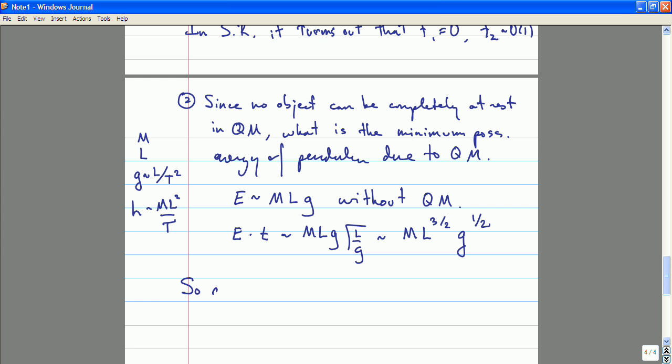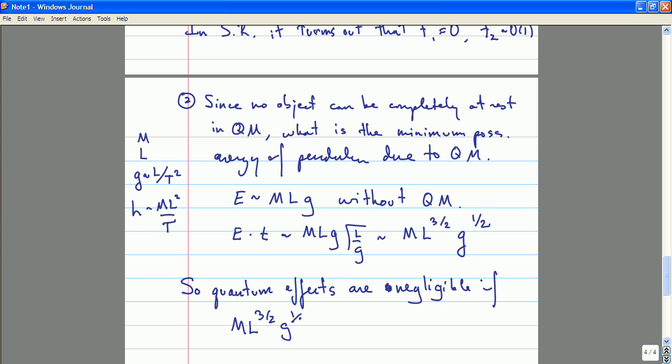So quantum effects for a pendulum are negligible if m L to the 3/2 g to the 1/2 over Planck's constant, sorry, I keep drawing h bars here. I haven't told you what h bar is yet. Over Planck's constant is much greater than 1. So this is the principle that allows us to tell whether quantum mechanics is going to be important or not for the motion of this pendulum.